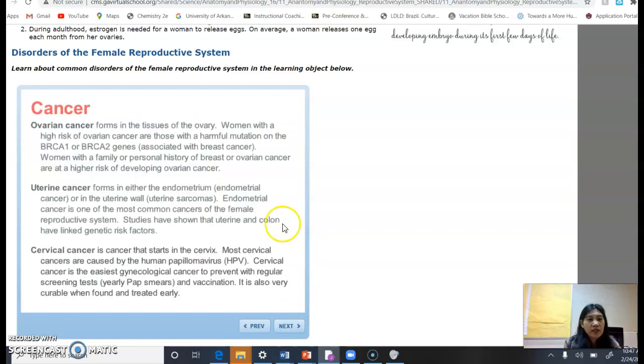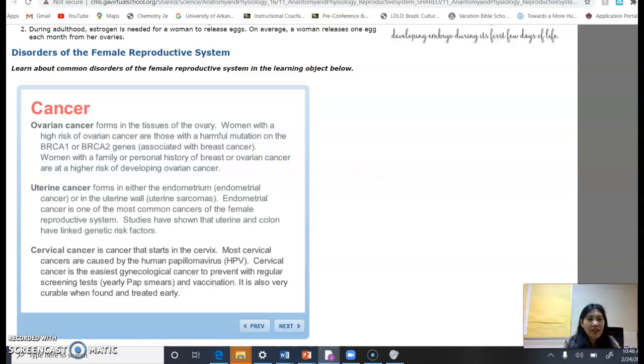And last but not least that I have to talk about is ovarian cancer, which forms in the tissues of the ovary. Women with high risk of ovarian cancer are those with harmful mutations in the BRCA1 or BRCA2 genes associated with breast cancer. Those women with a family or personal history of breast or ovarian cancer are at higher risk of developing ovarian cancer. So these women, you can check with your doctor, okay, regular checkups with your doctor.